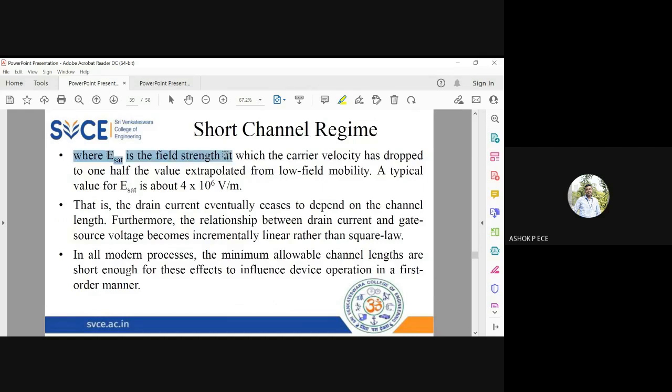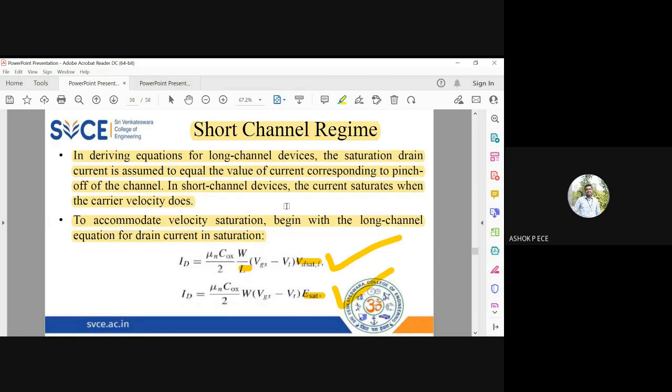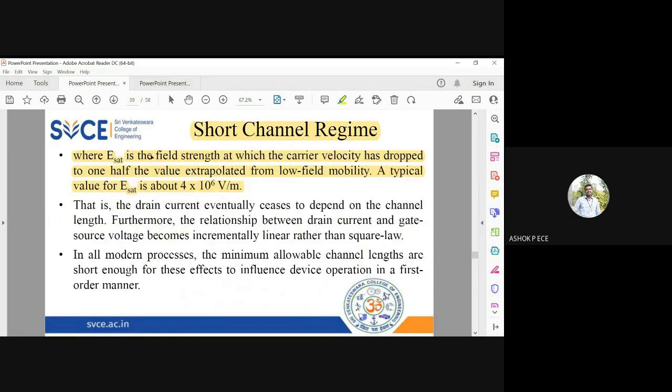ESAT is the saturation field at which carrier velocity has dropped to 1/2. I told you in the beginning, right? In a short channel, my carrier velocity will either remain at a constant value or start decreasing as I increase the electric field. So that is the field at which my mobility drops, and it is called ESAT. ESAT is the field strength at which the carrier velocity has dropped to 1/2 of its value.